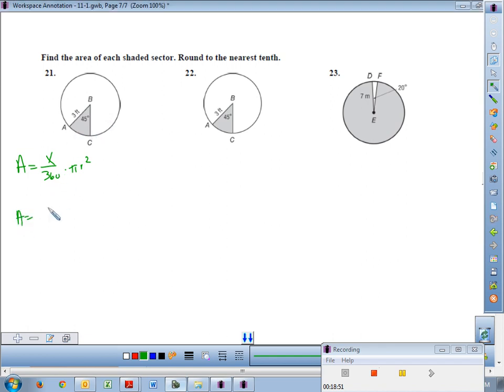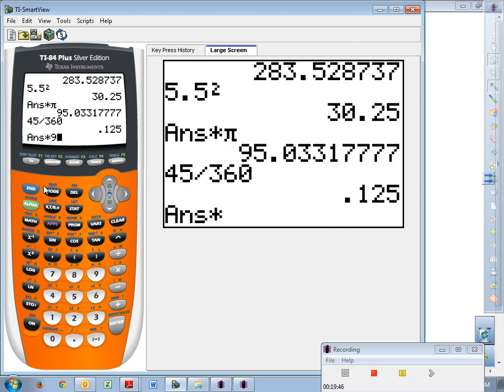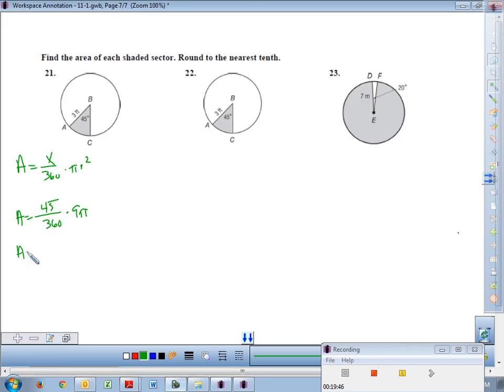Area of the sector equals 45 goes in for x, 360 still there, and then we're going to have times 9 pi, because you square the radius and stick a pi with it, and we just punch that in our calculator. I don't need any exact answers. You first type in 45 divided by 360 and hit equals, and then take that times 9 pi, and about 3.5. The area is about 3.5 square feet.